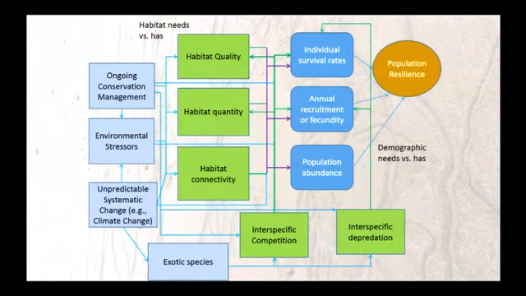We can expand these conceptual diagrams to be fairly complicated things, and this is actually fairly simple compared to some of the ones that I'll show you later on. But again, you're working towards thinking about the population resiliency by thinking of it as a function of its demographics, which are a function of its habitat and other environmental factors, and perhaps some anthropogenic factors out here on the outside.